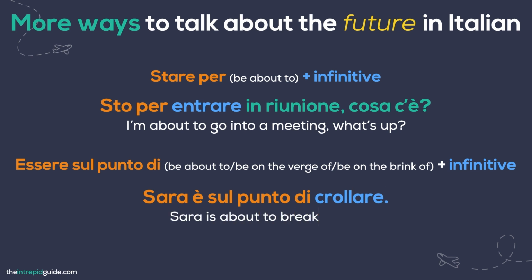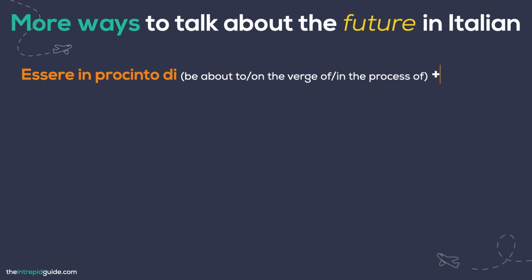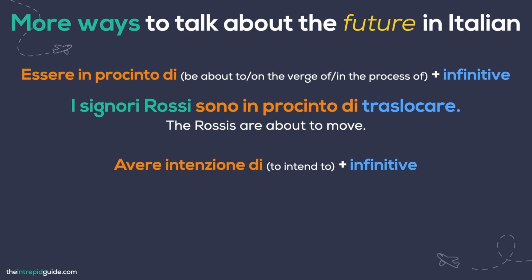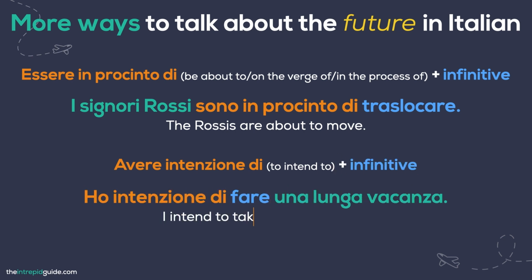Essere sul punto di. Sara è sul punto di crollare. Sara is about to break down. Essere in procinto di. I signori Rossi sono in procinto di traslocare. The Rossis are about to move. Avere intenzione di. Ho intenzione di fare una lunga vacanza. I intend to take a long vacation.